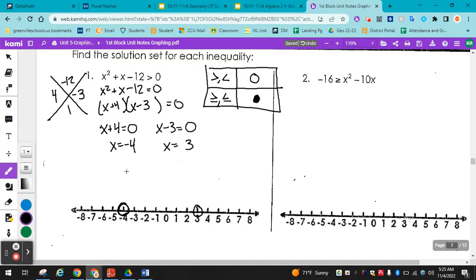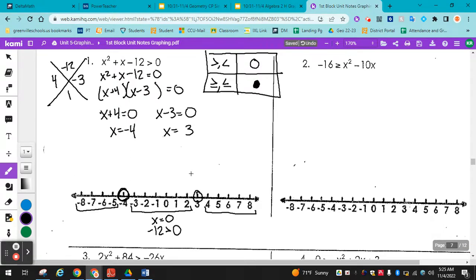And then it tests 3 points. So these two solutions broke our graph into 3 different parts. I want to choose a point from here, a point from here, and a point from here. And we're going to plug them in, test areas. On this one, I'm going to plug in x equals 0. That's the easiest number to plug in. 0, 0, negative 12. Negative 12 is greater than 0. If it's true, we shade there. If it's not, we shade in the other areas. So negative 12 is greater than 0? No, it's less than. So we're not shading here, not shading in the middle.